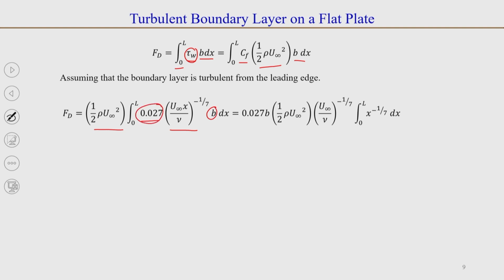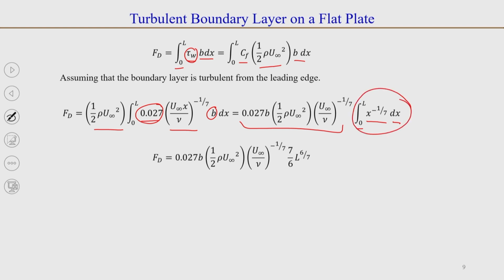So, we basically have a constant into the integral from 0 to L of x raised to the power minus 1 by 7 dx, and when we do that and put the limits, what we will get from this integral is x raised to the power minus 1 by 7 plus 1, so that will be basically 6 by 7. So, after substituting the limits, you will get 7 by 6 into L raised to the power 6 by 7. So, that is your drag force.